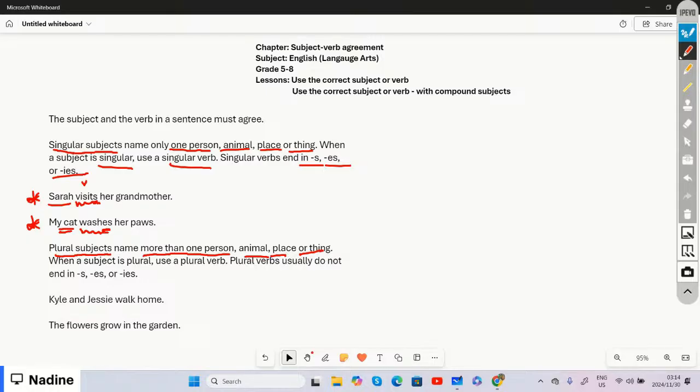So we said that our plural subject agrees with our plural verb that names more than one person, animal, place, or thing. So when the subject is plural, we need to use a plural verb. And when we use a plural verb, then we do not end in s, es, or ies. So we don't add s, es, or ies.